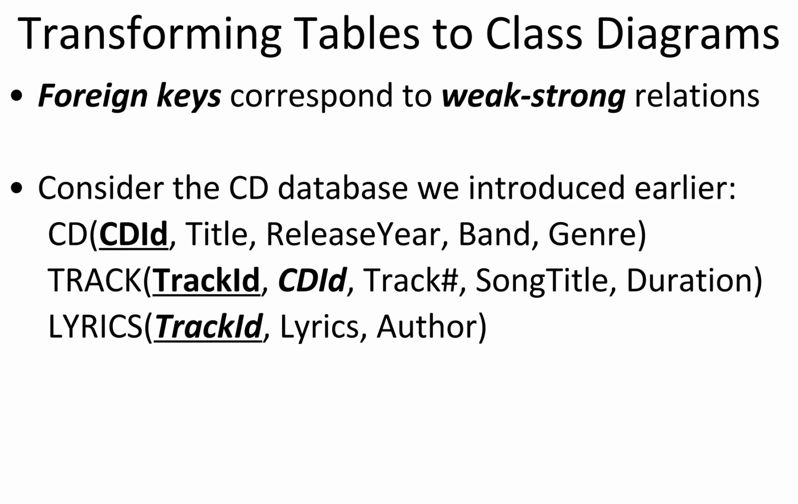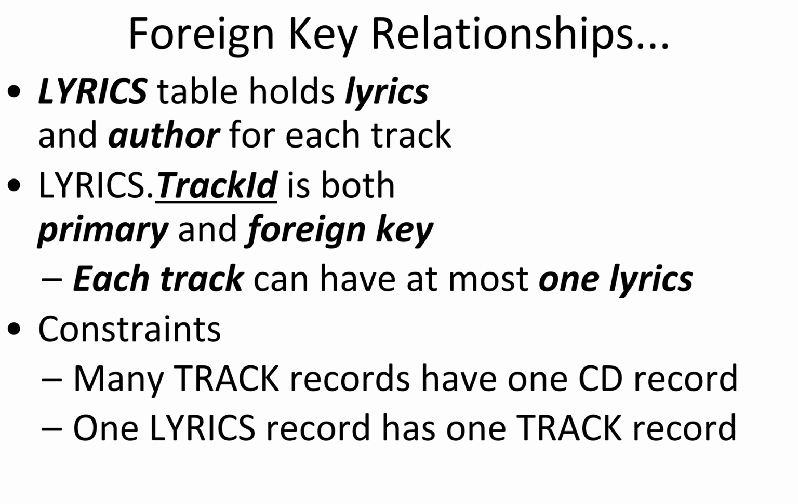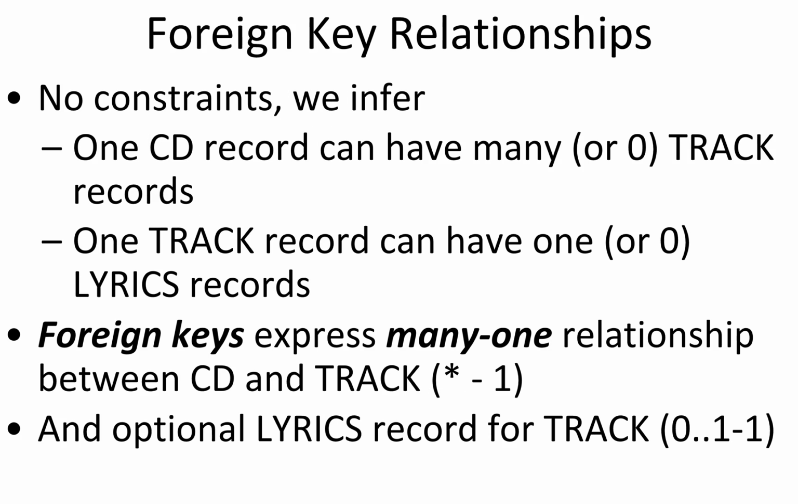I noticed lyrics is bold, underscore, and italic. That means that it's a primary key and it's a foreign key at the same time. All right. So here we have the lyrics table, which holds the lyrics and the author of that particular track, and it's both a primary and a foreign key, meaning that given a track, there's only one lyric for that song. Right. So we have many track records for one CD and one lyric per track.